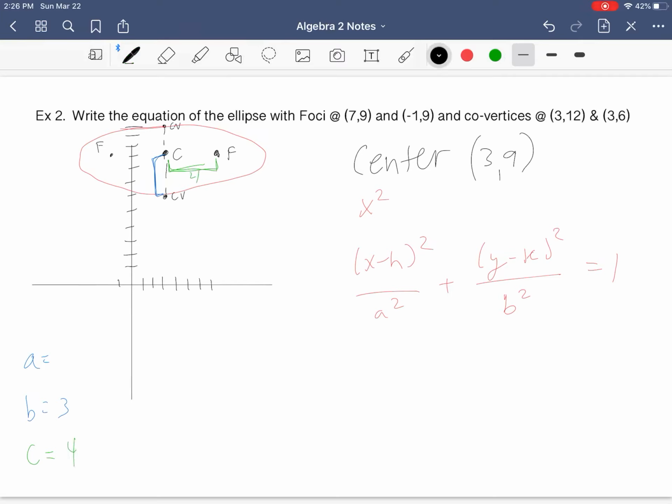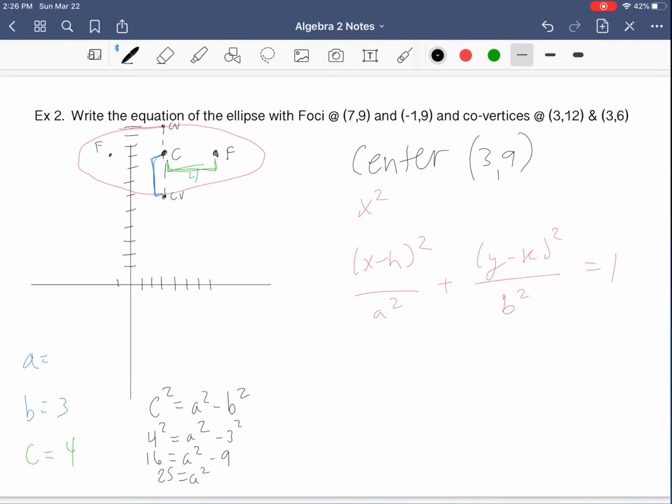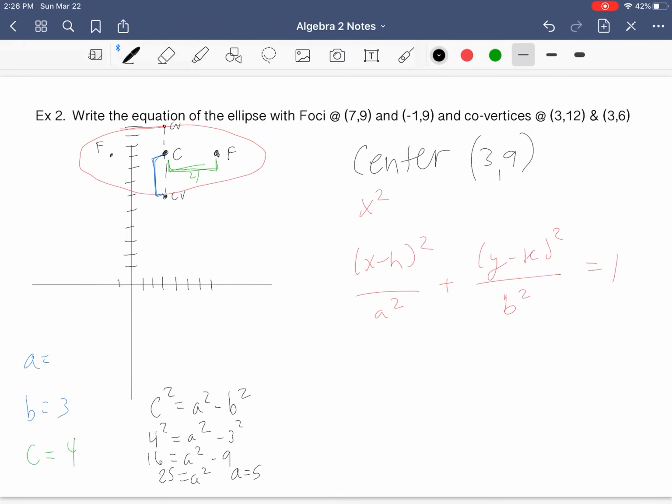So this is where that formula we wrote in the first video, c squared equals a squared minus b squared, is going to come in handy because we need to find the a value. So if I plug in b and c, I'm going to get 4 squared equals a squared minus 3 squared. So we get 16 equals a squared minus 9. If I add 9 over, I get 25 equals a squared. So a is technically equal to 5.